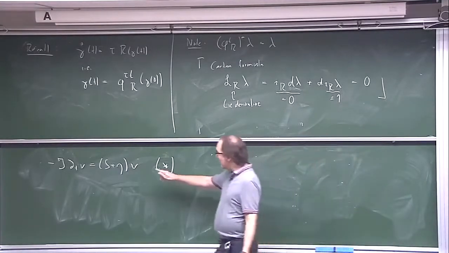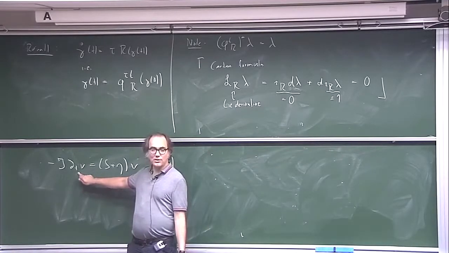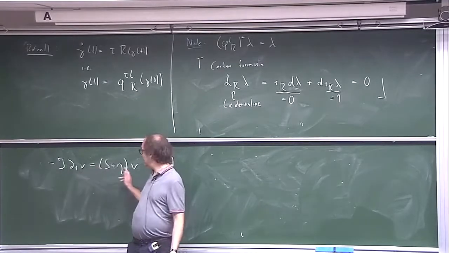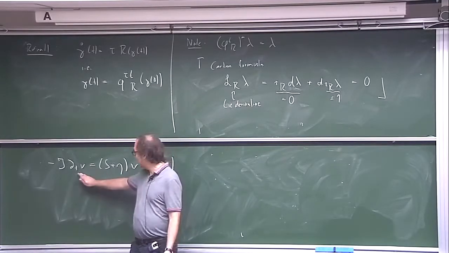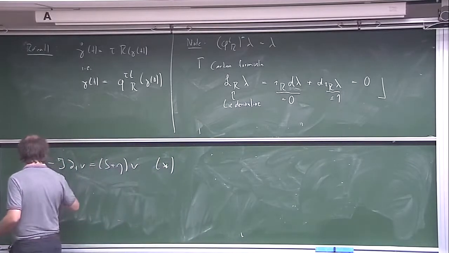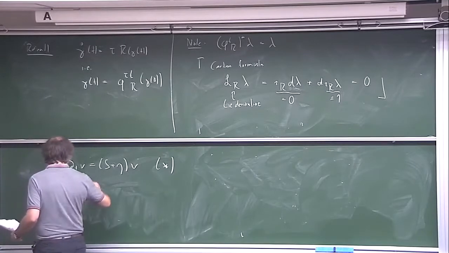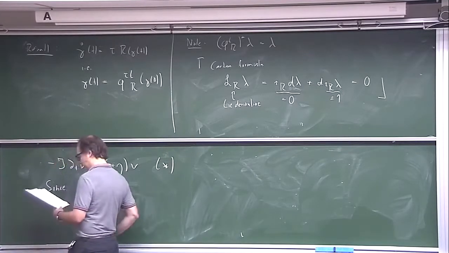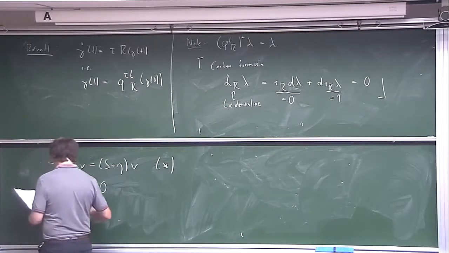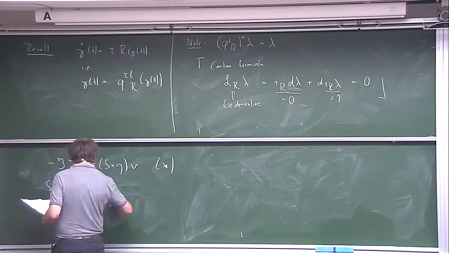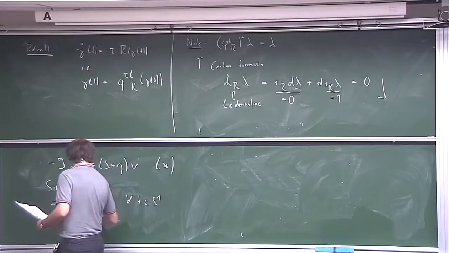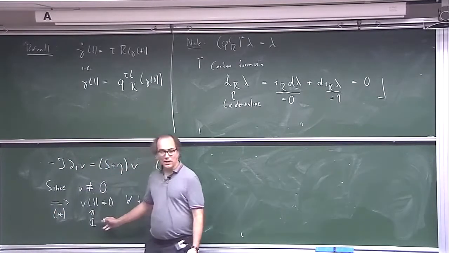V is an eigenvector, so it should not be identically zero. But if it is not identically zero and it satisfies a first order ODE, it has to be non-zero at each point. Otherwise, if it would be 0 at one point, then because it is a solution of this ODE, it would be identically 0. So this ODE implies that V(t) is different from 0 for all t in S^1, and this is just a complex number.